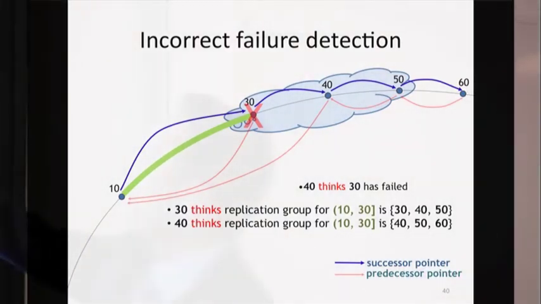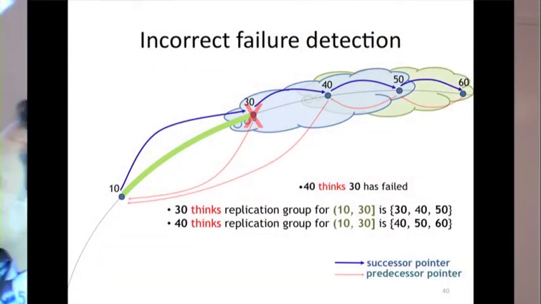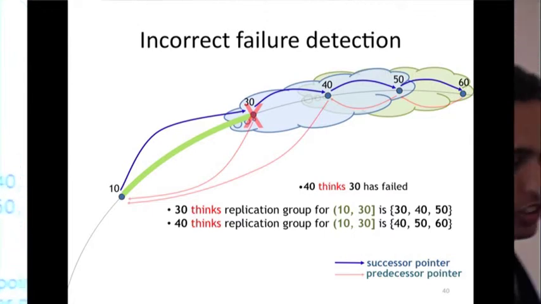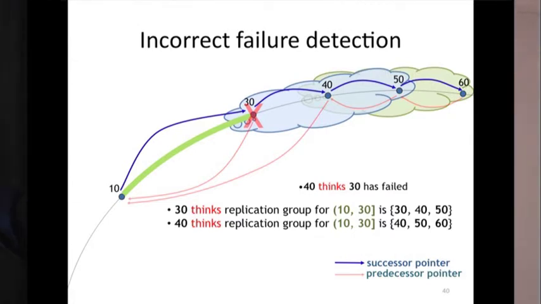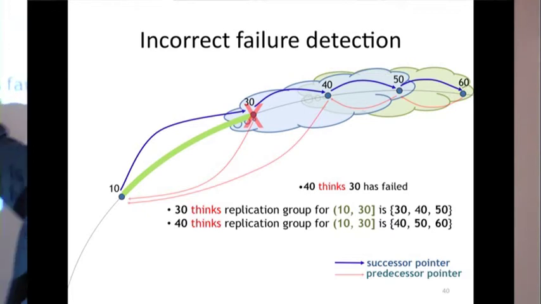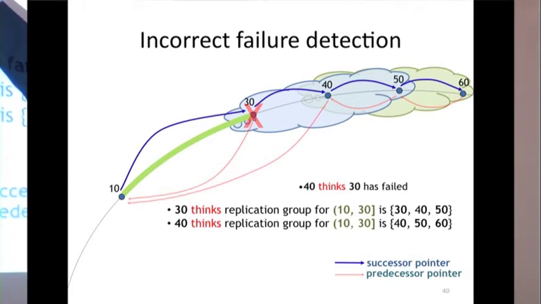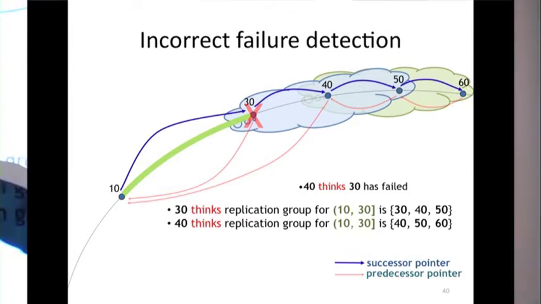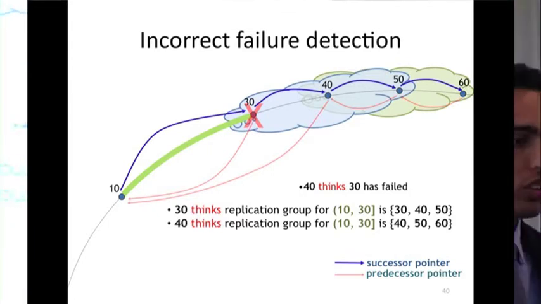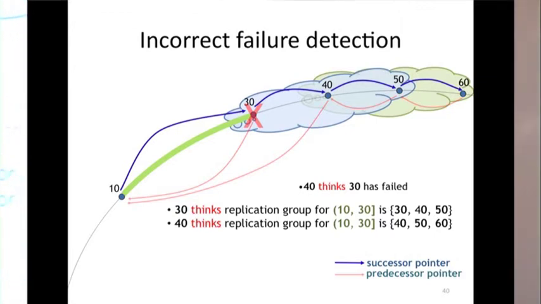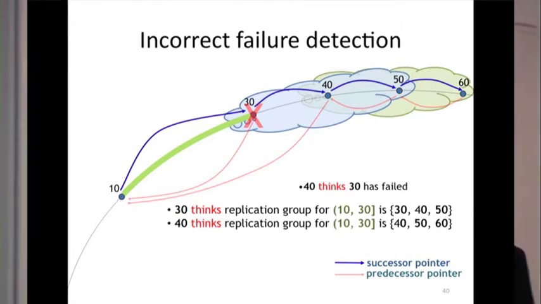On the other hand, 40 thought that 10 is dead. So the way he thinks of the replication is that he is responsible for this key range as well. So the replication group is 40, 50, and 60, because he thinks that this guy is dead, so he has to be storing these keys. Looking here, you can clearly say who's the replication group, but in an asynchronous network, nodes are completely decentralized. They don't have a full view.